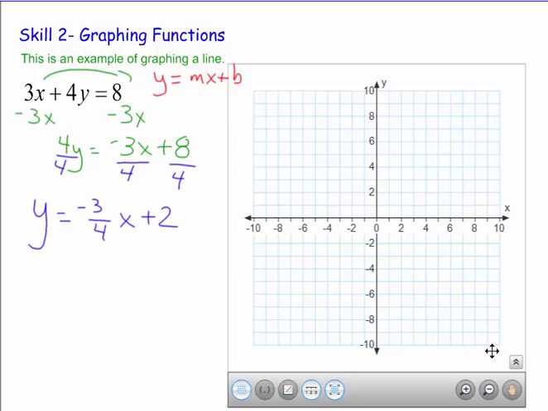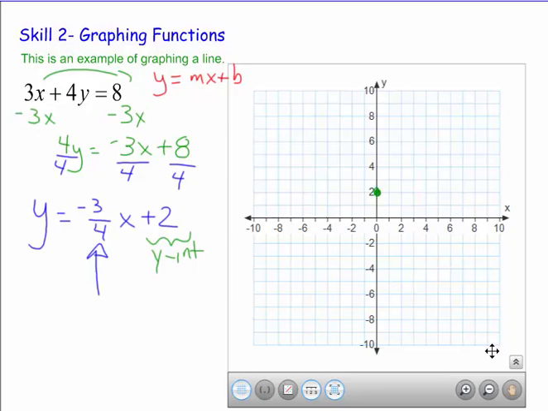When we look at this line, we know it's going to be going downhill from left to right because what you have is a negative slope, so you always want to double check that. We're going to start here at positive 2. That's your y-intercept. So on the y-axis, it's going to intercept or cross it at 2.